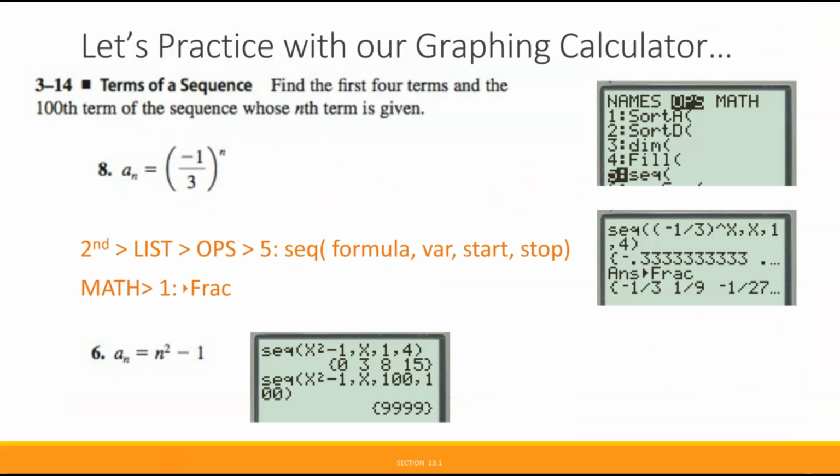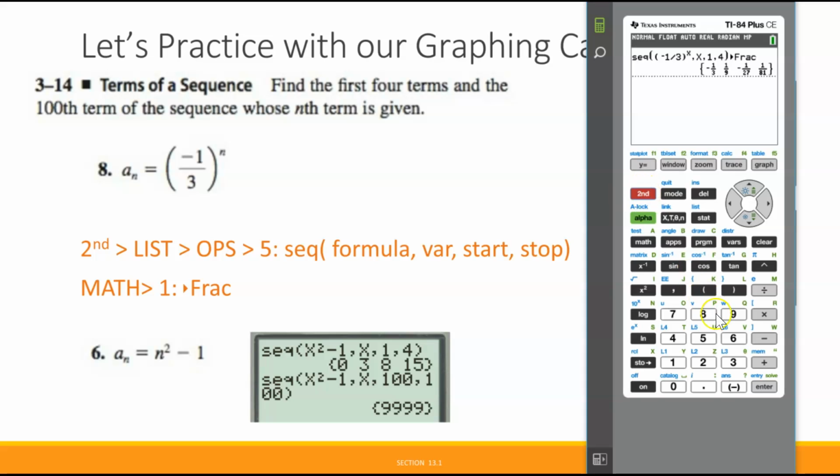We wanted the 100th term, so I'm going to hit second and enter. Remember, second and enter brings up previous lines, and you can go back many lines. Let's say we don't want the first, second, third, and fourth terms. Let's say we want the 100th term. So we're just going to start at 100, stop at 100, and that would be the 100th term. And then we'll say math fraction. And again, this was just too large. 3 to the 100th power was just too large for this to calculate. Okay, let's try one more calculator example.